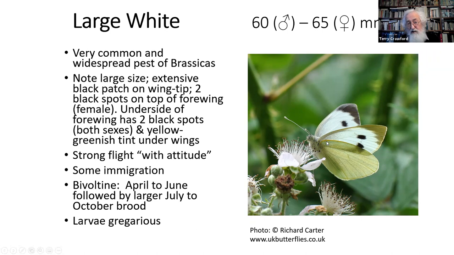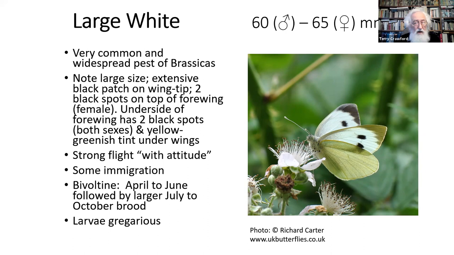The large white, it is large, and it has very extensive black at the tip of the forewing. It's unmistakable for that reason. The underside is, in fresh ones in particular, slightly greenish yellow. But concentrate on this substantial black patch at the wing apex. The other thing is that large whites, when they fly, normally see where they're going, and they're jolly well going to go there. They have strong flight and fly with attitude.